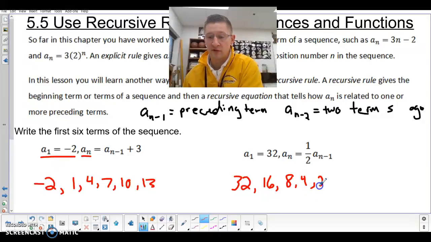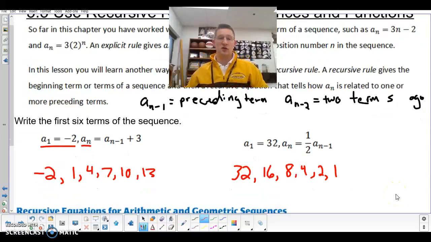And 4 times 1/2 is 2. And 2 times 1/2 is 1. And there's 1, 2, 3, 4, 5, 6 terms. Okay? So that's writing terms of a sequence given a recursive rule.